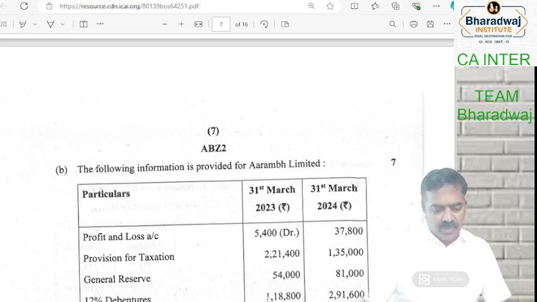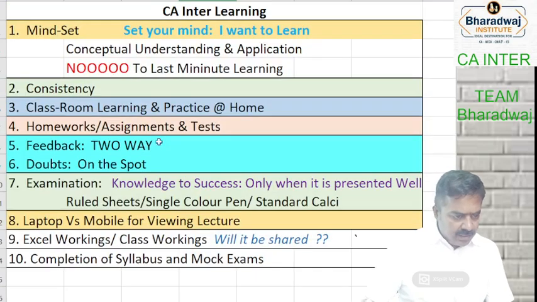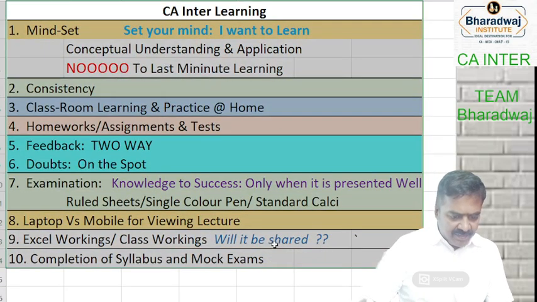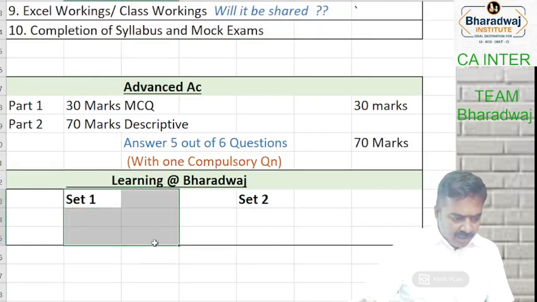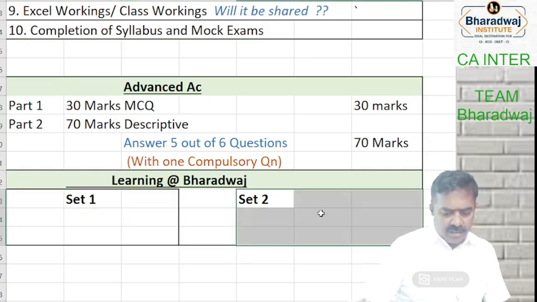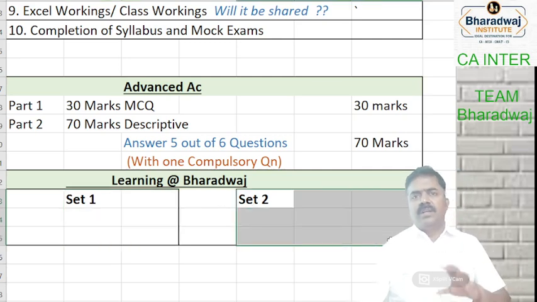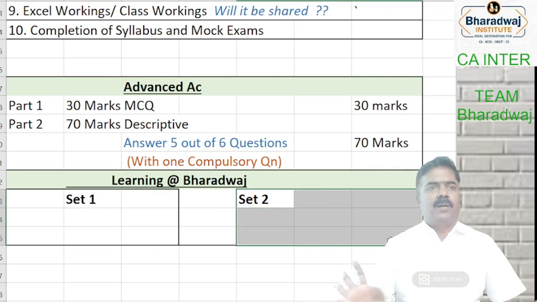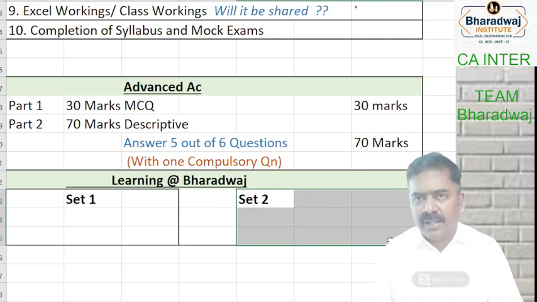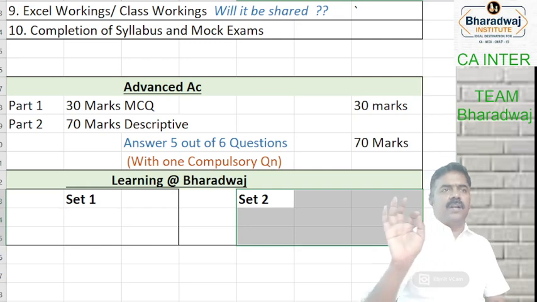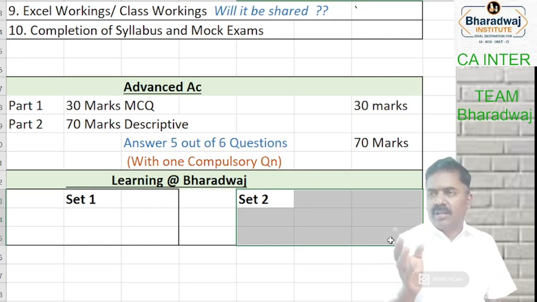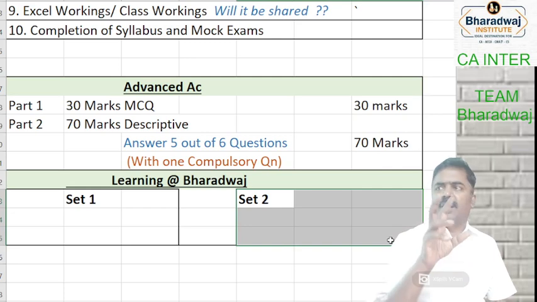So for that, what I request is to do all these things. Number one, which I told you. Number two, be clear in the classroom about what we are doing and what we are solving. Practice at home. Sir, do we have to buy any extra material? No. Bharadwaj material itself will take care of your 99.99% requirement. The only extra material you have to learn is your ICAI material.